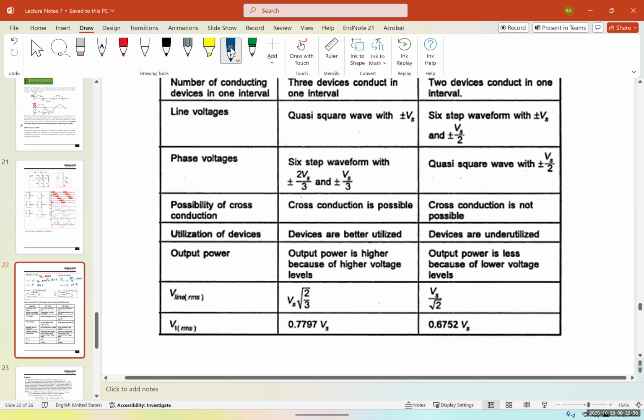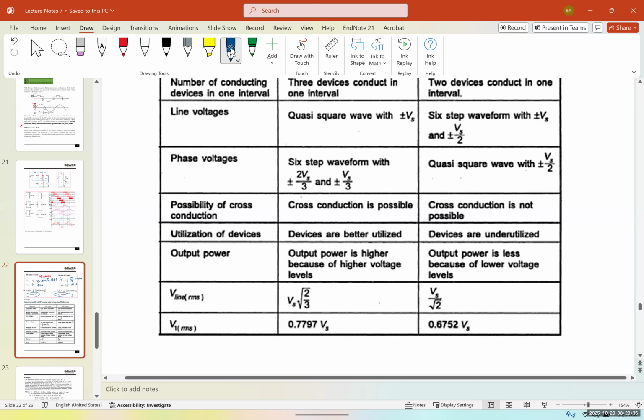The utilization of the device: for 180 degree, the device is better utilized. Obviously, we have higher efficiency and higher output. The signal looks closer to the original signal, the fundamental that we want, a sinusoid output. And for the second one, the 120 degree, the device is underutilized. The output power is higher for the 180-degree conduction mode, and it's less for 120 because of the lower voltage levels.